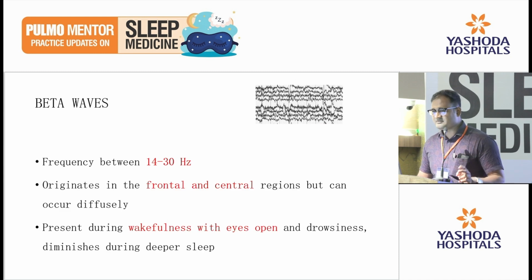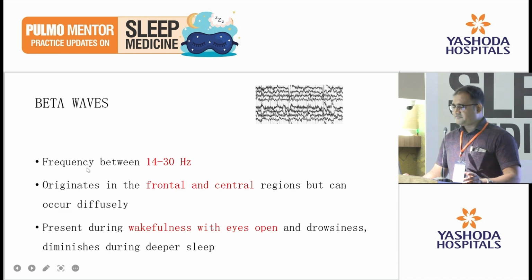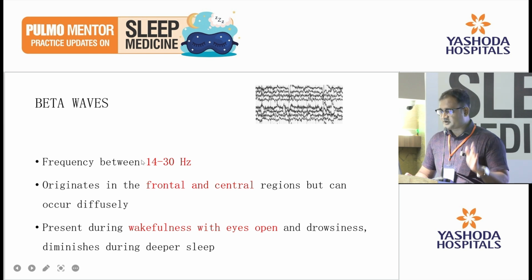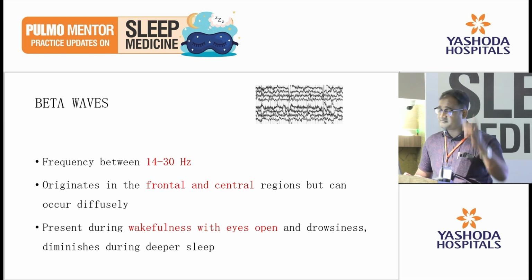First, coming to beta waves, just 2 points on each wave. The frequency of beta waves varies between 14 to 30 Hz. It originates in the frontal or central region, but can occur diffusely.